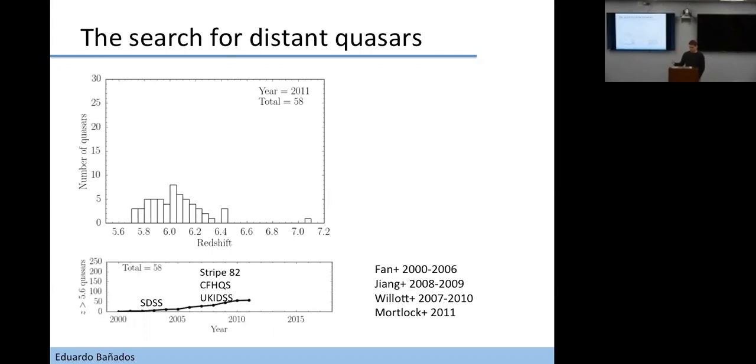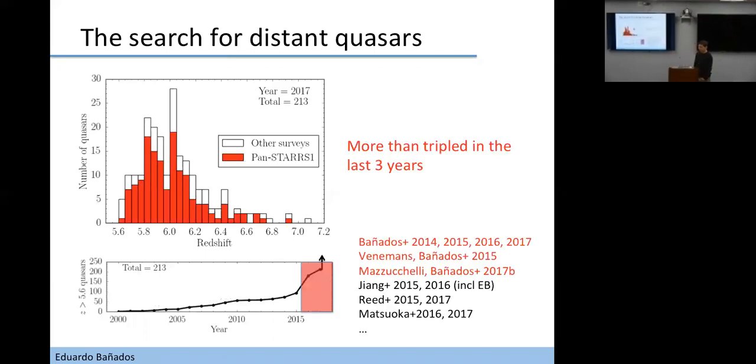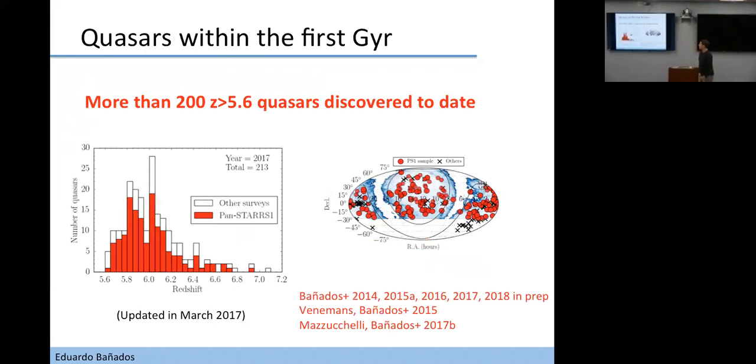And if we go now to today, this plot looks like this, and it's not updated. This is updated March 2017, but I just wanted to show you that over the last 3-4 years, there has been a boom, mostly coming from the Pan-STARRS survey, that we have more than doubled or almost tripled the number of quasars in the first giga year of the universe. And these are in red. Well, in red, I'm painting here the ones that we have discovered, but also the ones that we recovered from the other surveys. So this is a summary of where the state of the field is, again, updated in March 2017.